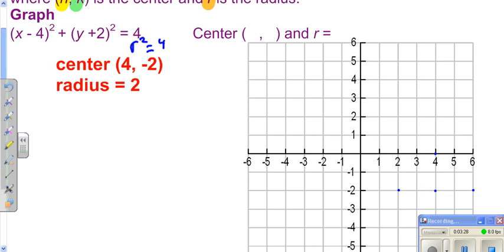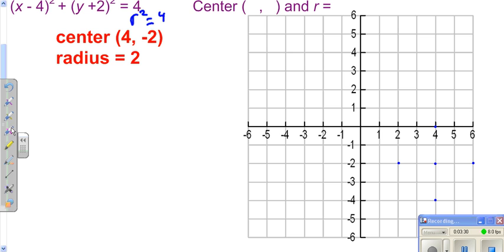So plot your center, which we have right here. Go 2 units each way, and then draw a circle going around all that. And so there's your circle.